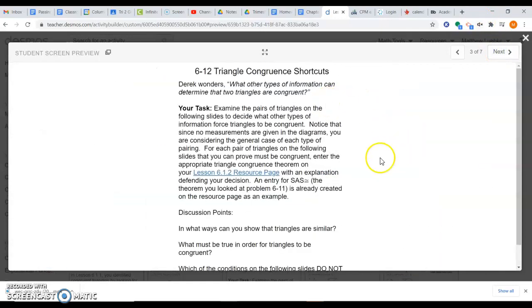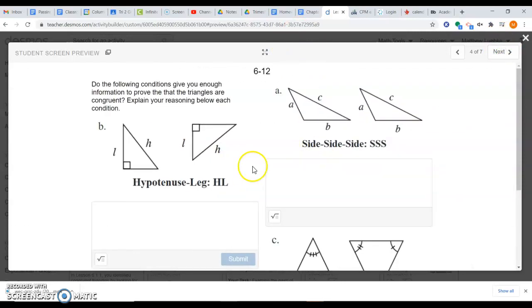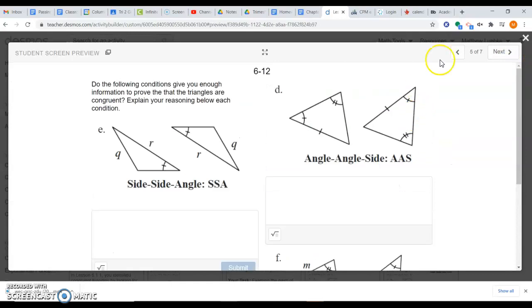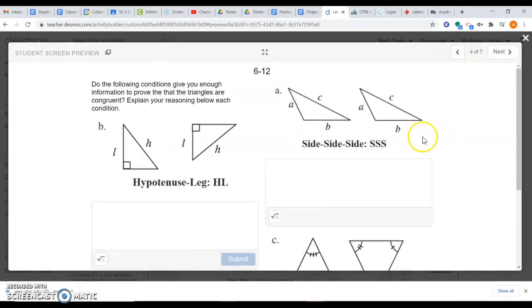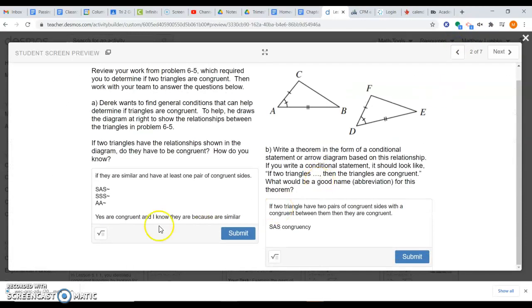Okay, on to slide 3. This is where we're tasked with finding the other 4 triangle congruent shortcuts. So what we're going to do is evaluate each of these, A, B, C, D, E, F, and say which ones of these give us congruency. So what I'm looking for here is side, side, side. Do they meet those 2 conditions here? Are they similar, and do they have at least one pair of congruent sides?